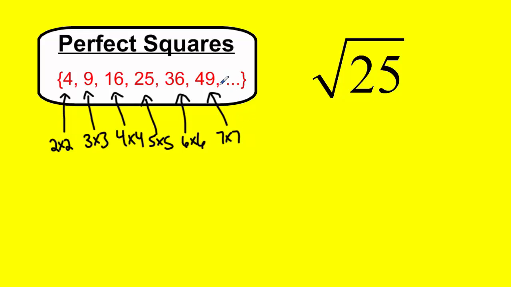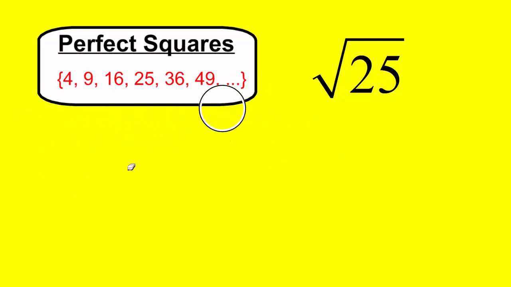And these dots mean that I can continue forever, pretty much, to get a list of perfect squares. So if I wanted to, the next one would have been 8 times 8, which would have been 64, and so on and so forth. So that's how you get perfect squares. And we need to know the perfect squares because you're going to see which one of these numbers divides into the number we're taking the square root of.